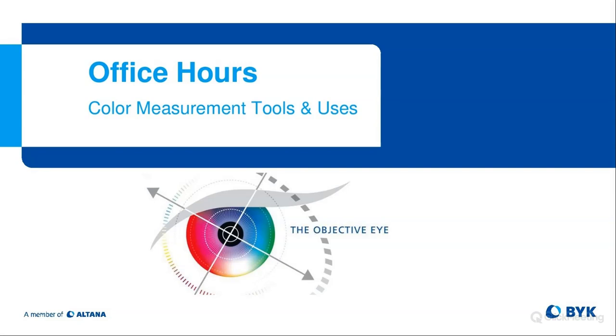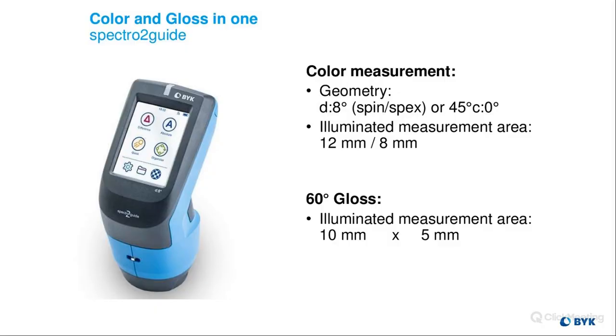All right, thank you, John, for the introduction. So today we're going to be talking about color measurement tools and their uses. We're going to start out with the Spectra 2 guide. This is one of our new handheld color instruments. It comes in two different geometries, a D8 with spin and specs, spin being specular included and specs being specular excluded. It also comes in the 45-0 measurement areas to measure as we see color.